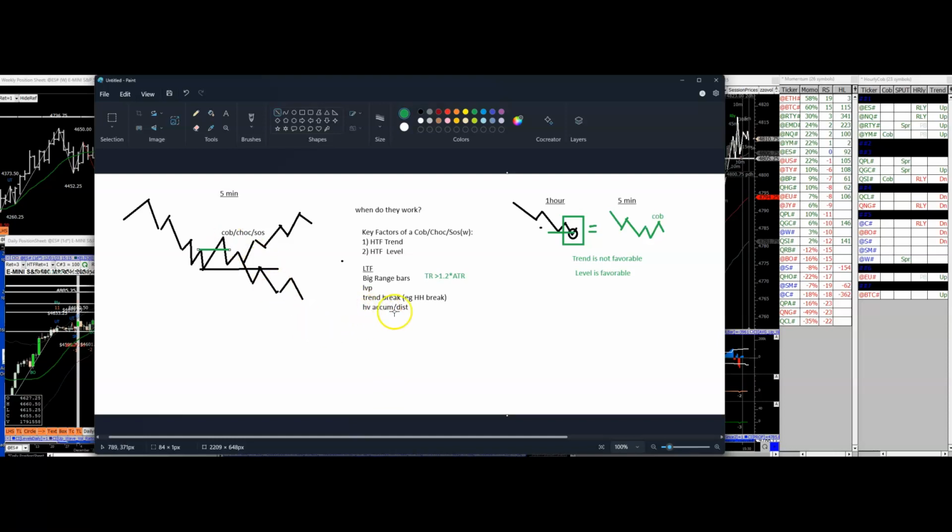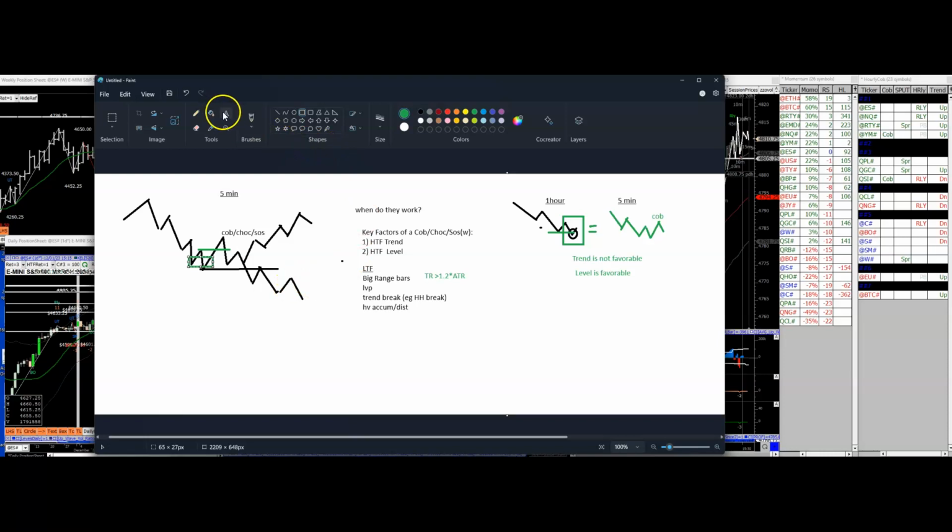And this final factor is high volume accumulation distribution, meaning here in this area there should be accumulation. I'm going to show you this, because that high volume looks like trap volume, but it's really accumulation volume. It will have a tendency of holding on the pullback and then creating trend. So these are some of the key factors.